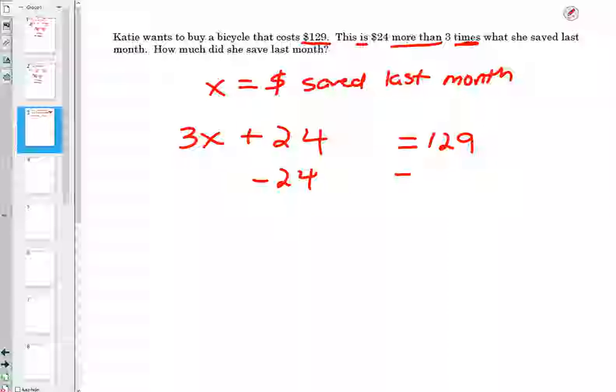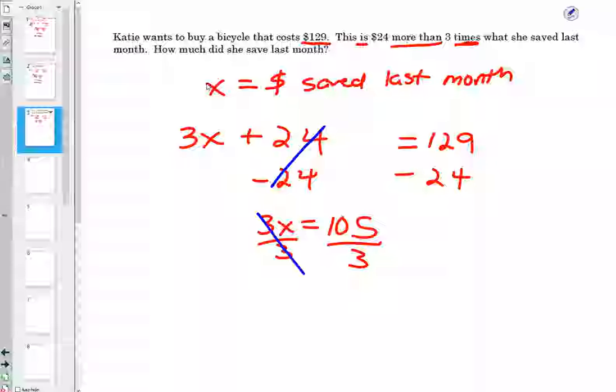Minus 24, minus 24. 3x is equal to 105. Last step is to divide by 3. x equals 35. Well, let's put this into context.